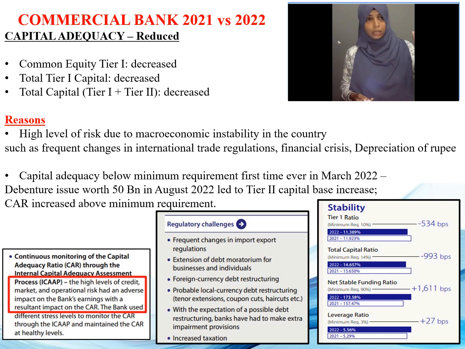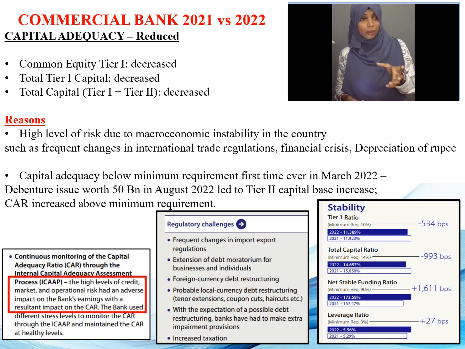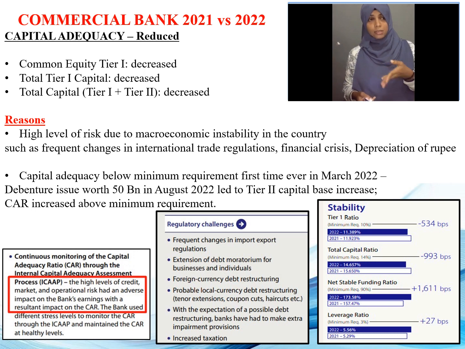What they did was, they issued a debenture worth 50 billion in August 2022, which included tier 2 capital. In this way, the tier 2 capital base increased, and they were able to manage the total capital ratio above the minimum requirement level. So this was how they managed this situation. They have also specifically mentioned the high level of risk in their annual report. The regulatory challenges, as mentioned in the slide, are common for all the other ratios too, the decline or challenges this bank as well as other banks face. Having said this, I would like to conclude my presentation.